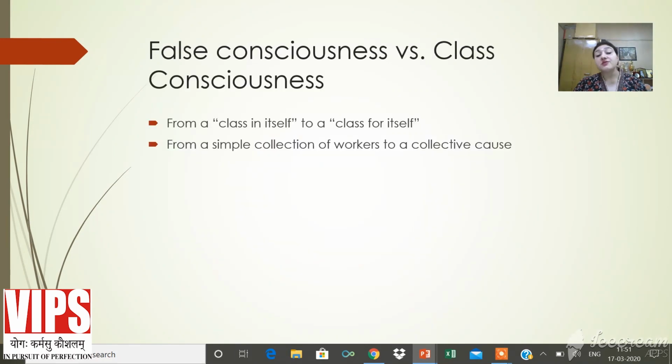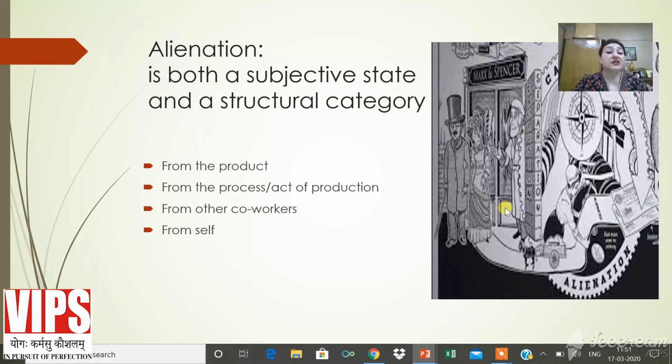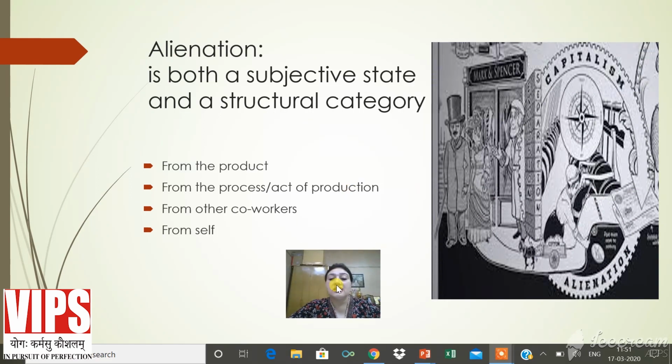We need to understand this transformation under the capitalistic mode of production from false consciousness to class consciousness. We need to understand what is more about the capitalistic mode of production, especially the concept of alienation. How is it a subjective state of feelings, located within a structural category? And then of course the idea of what the solutions are. So there's going to be this phase of a dictatorship of the proletariat followed by socialism and then modern rational communism, and interestingly he says history would come to an end.